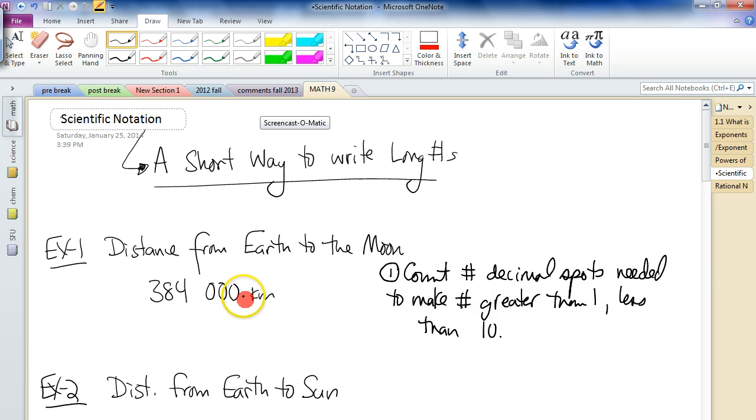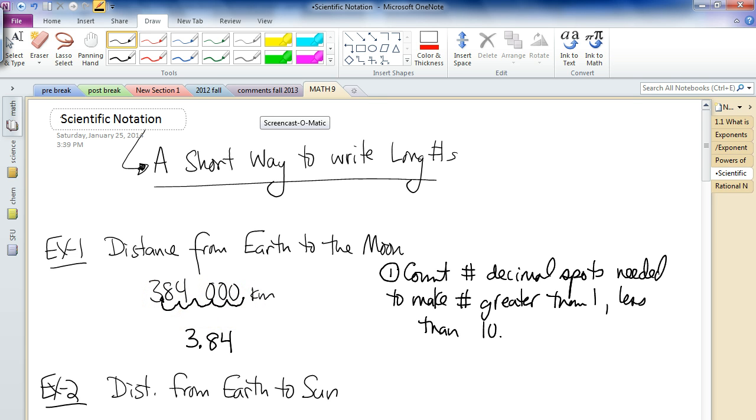So let's try that. There's the imaginary decimal there, and we count the number of spots needed to make it greater than 1, less than 10. 1, 2, 3, 4, 5. So put the decimal there, then we get 3.84. That is greater than 1 and it's less than 10. So we moved it 5 spots.